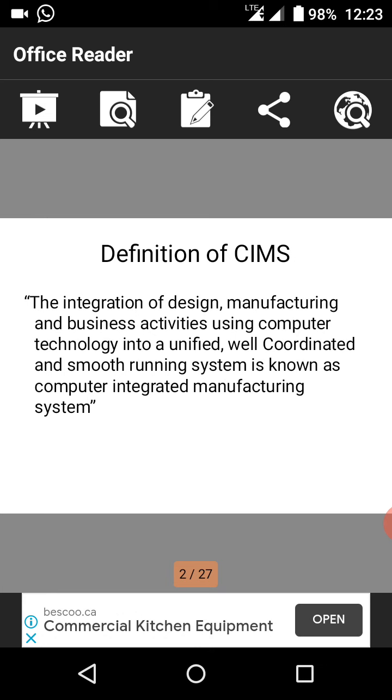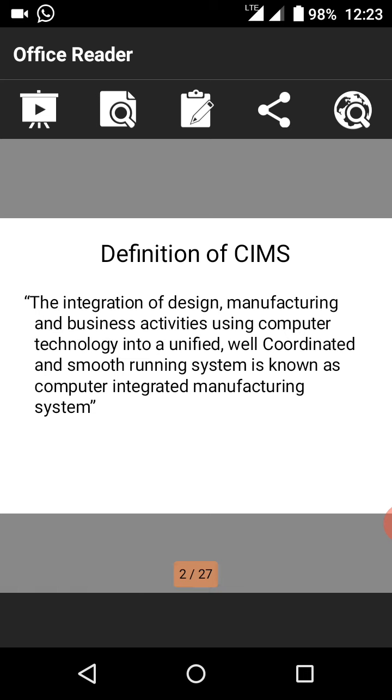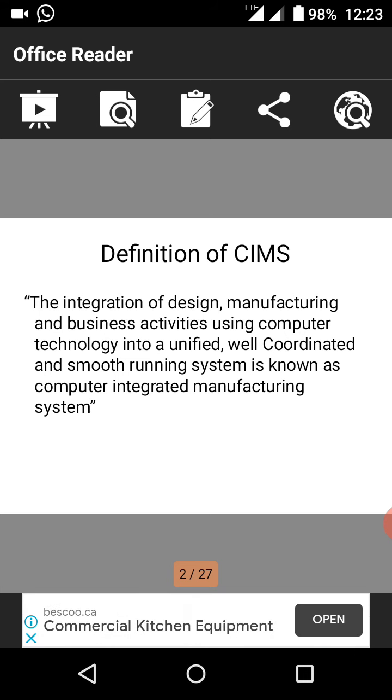New topic. In that, different topics are there. First, we see what is CIM. Computer integrated manufacturing system is also known as CIM. And the concept of CIM, we will see objectives of CIM, features of CIM, advantages of CIM. These all we'll see today.